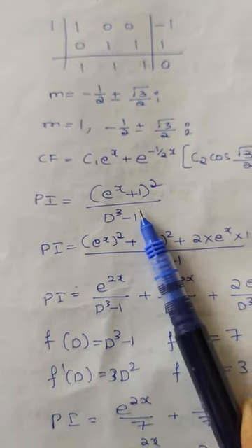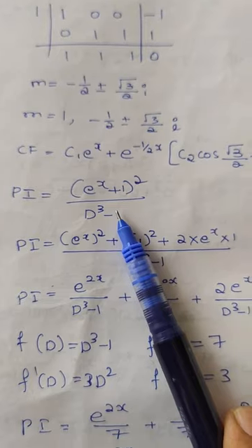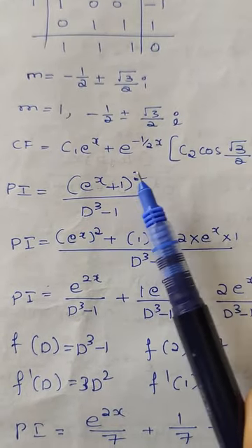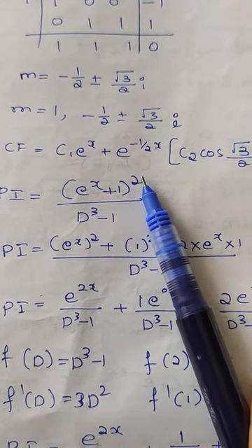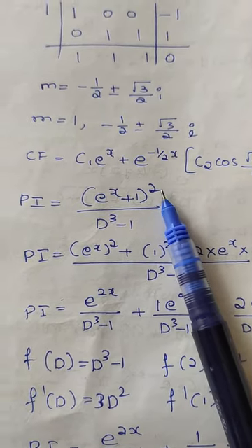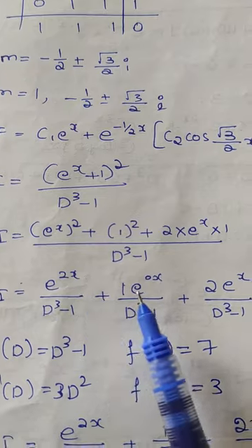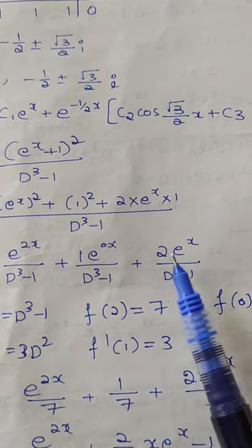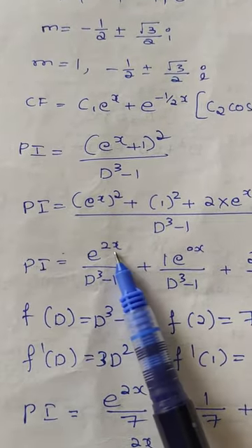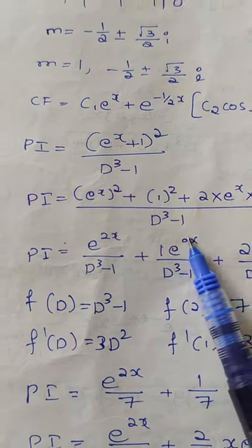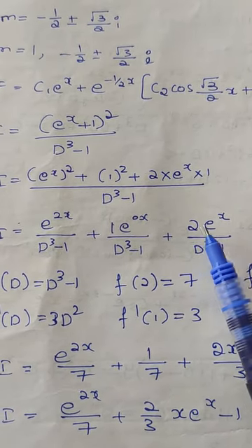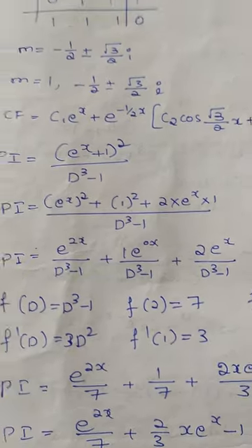Now come to the PI. RHS is (e power x plus 1) whole square. By using the (a plus b) whole square formula, expand it: a square plus b square plus 2ab. Then we get e power 2x, 1 and 2 into e power x. Here the coefficient of x is 2. 1 can be written as e power 0, and 2 into e power x. Coefficient of x is 1 here.